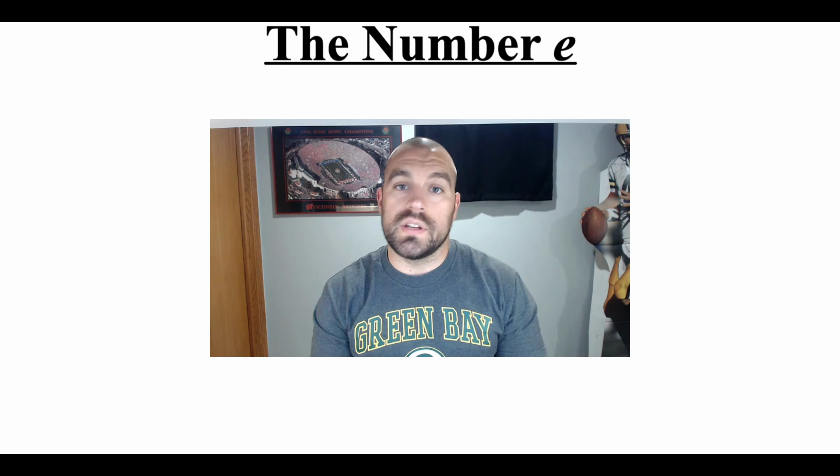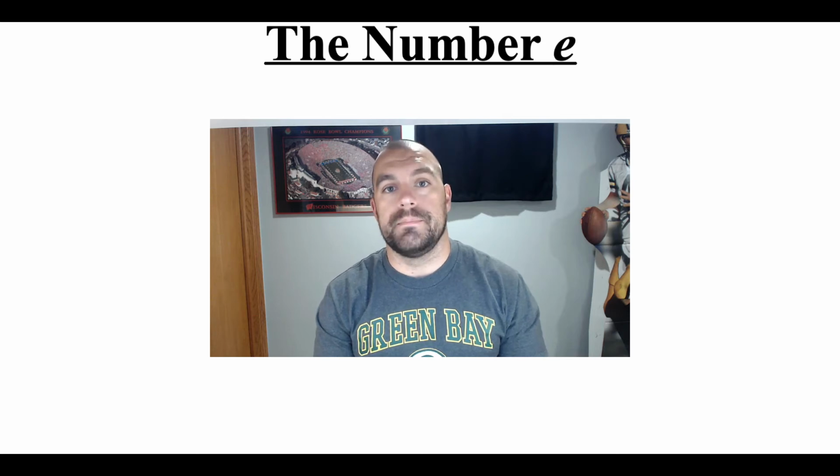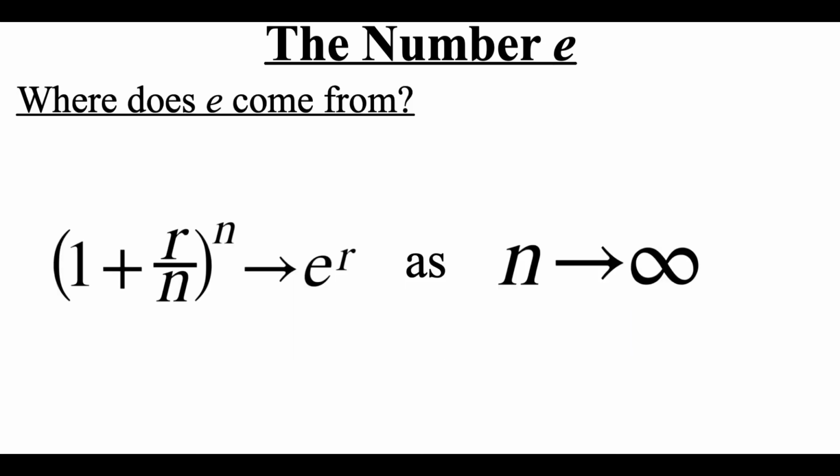In this video, we're going to take a look at the number e. So e is called the natural base, but where exactly does e come from? If we think about part of our compound interest formula, we've got 1 plus r over n raised to the power of n. Well, as that n value, as those number of compoundings increase out to infinity, this whole thing is going to approach e raised to the r.